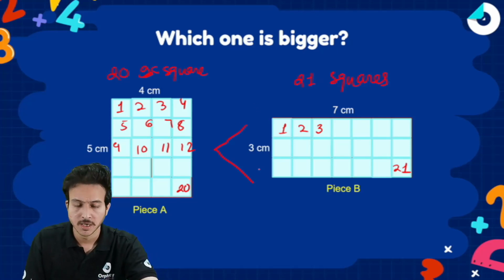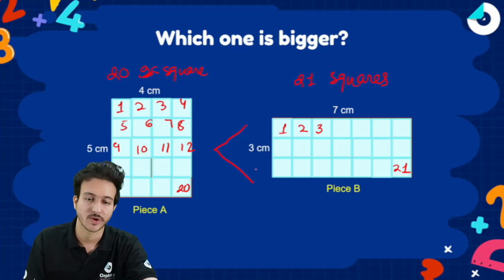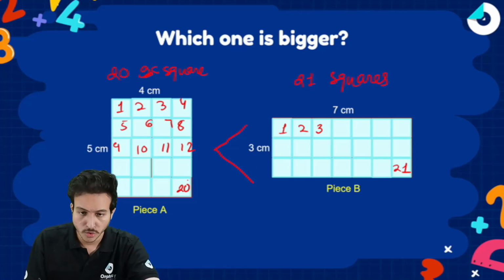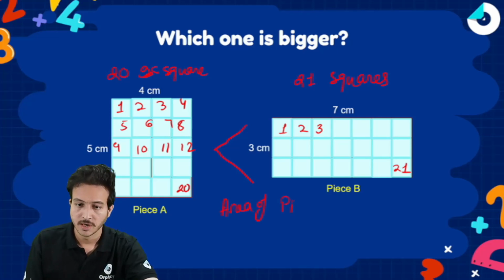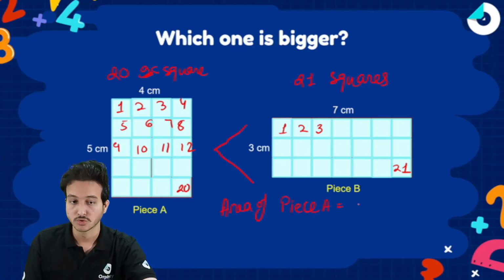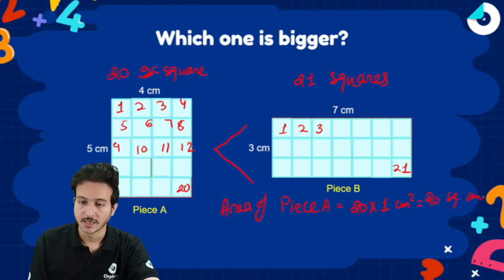Piece B is bigger, but we need to find the area of each of these. Because the area of each square is 1 centimeter square, as we discussed earlier, the area of piece A will come out to be equal to what? That will be equal to 20 squares needed into the area of each square, that is 1 centimeter square. It will give you the value as 20 square centimeter.